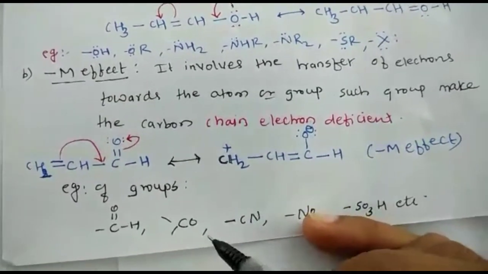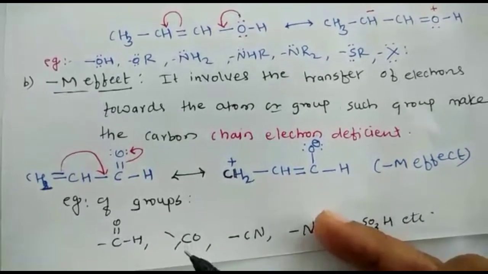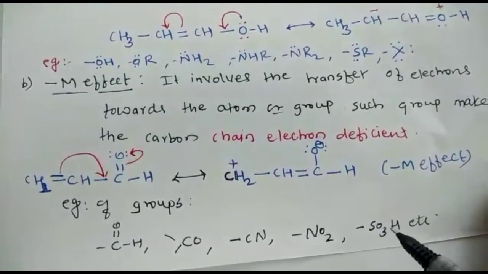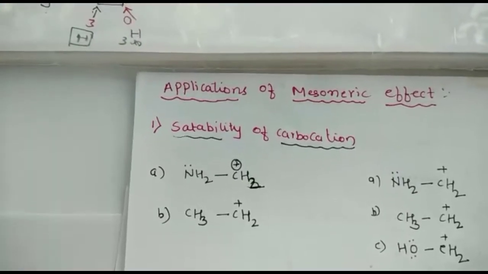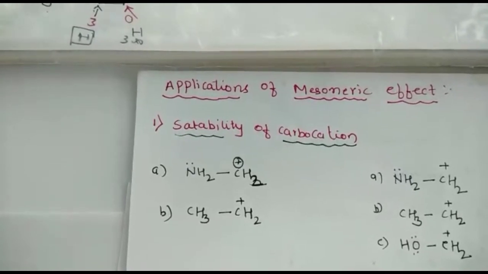There are groups which give the minus M effect: the aldehyde group, ketonic group, CN group, NO2 group and SO3H group. They show the minus M effect. Next, the applications of mesomeric effects. They are very important regarding the competitive exam.